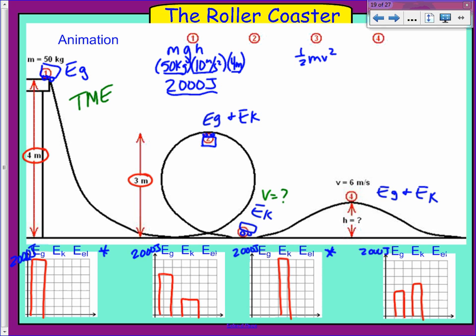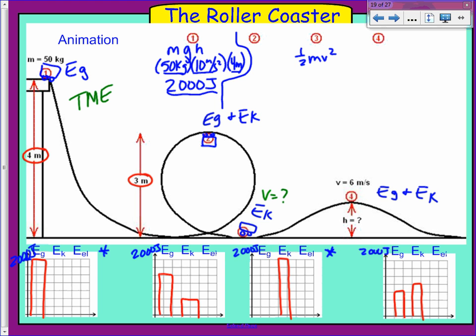Now you'll notice none of these bar charts have dissipated energy, meaning this is a frictionless roller coaster. So the only energies we have to concern ourselves with are EG and EK. We've already done spot number 1. Let's go ahead and move on to spot number 2.